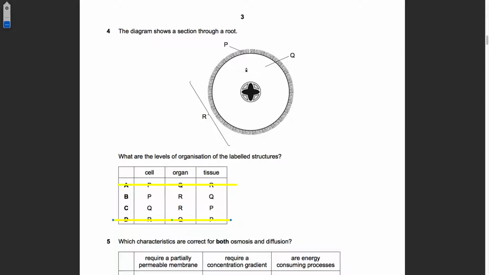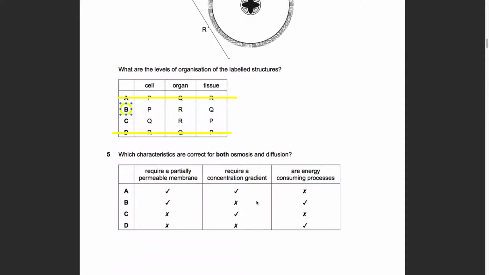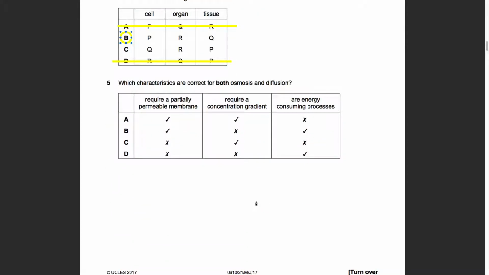Whereas Q, this is going to be made up of lots of cells together. So that's going to be tissue. So we're looking now for P to be under cell and Q to be under tissue. So that makes the answer B for number 4.